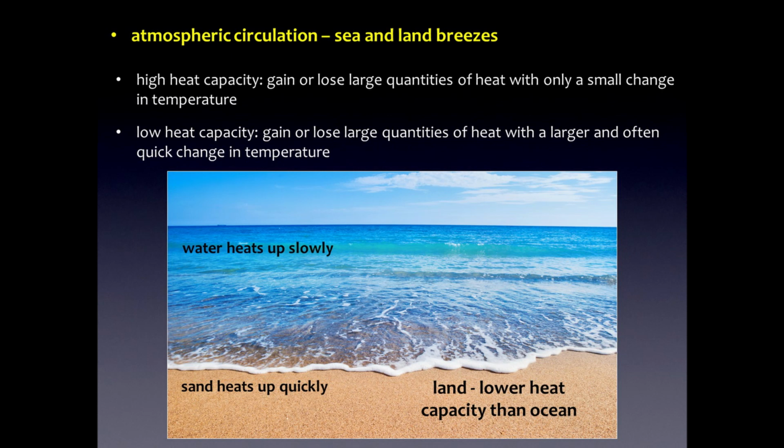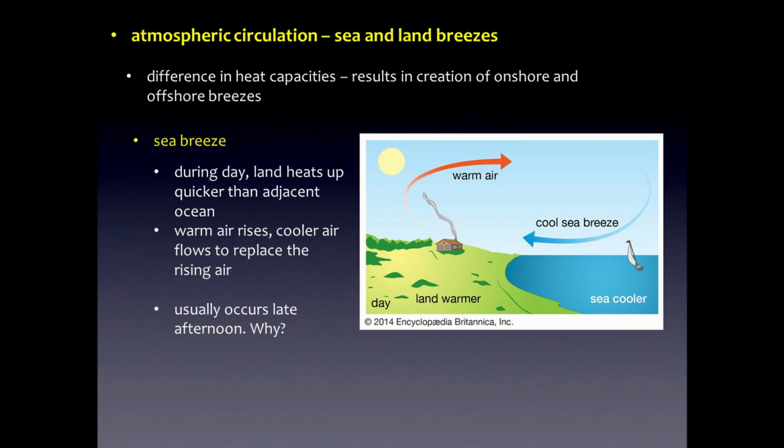So it takes a very long time for water to heat up, and a very long period of time for water to cool down. Land, sand in this case, has a much lower heat capacity than the ocean, so it's going to heat up or cool down very quickly. In fact, in some locations in the summertime, the land surface can be 5 times warmer than that of the ocean by late afternoon. And it's usually in late afternoon where we see some of these breezes occurring, as well as the earlier parts of the morning. So what happens during the day?